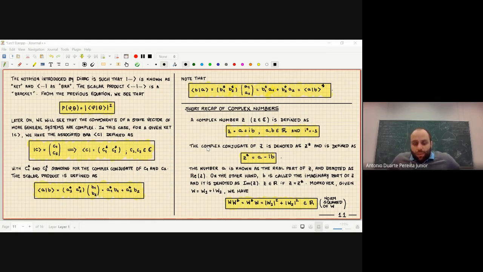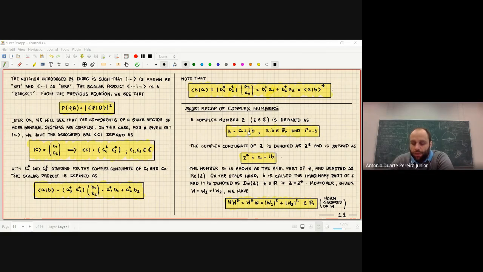Okay, so now we define what I was speaking about before, what is known as the complex conjugate of z. If you have a complex number z, I can take its complex conjugate, and this is denoted by z star. This is defined by the following property: if z is a plus ib, then z star is by definition a minus ib. So you change the sign of the part that comes with i. This is what we call the complex conjugate.